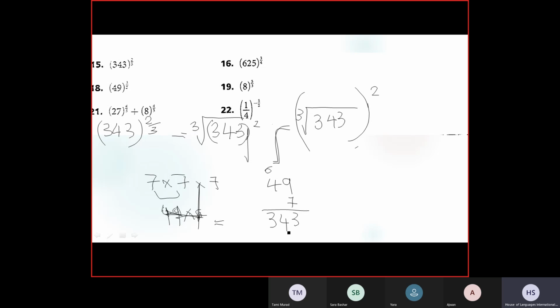So, what is the cubic root of 343? It will be 7. Then, after I solved the cubic root inside the bracket, I will square it. Bravo. So 7 squared is 49. That's it.